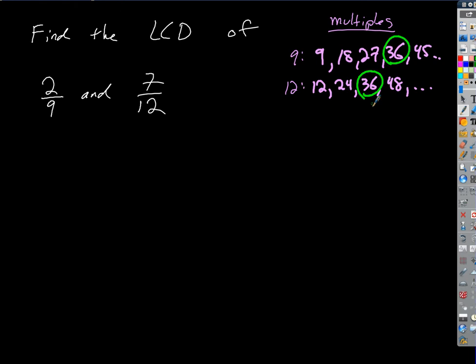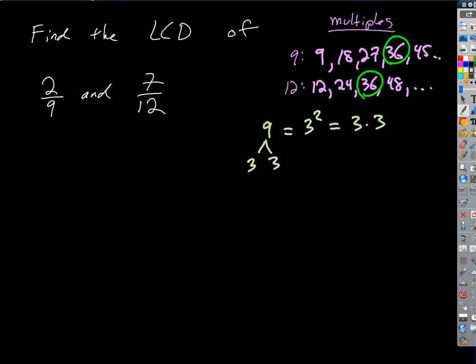Could we factor? Okay, what I could do is factor the denominators, right? So what if I factor 9? What's 9 work out to be? 3 and 3. So 9 breaks up into 3 and 3, right? In factored form, 9 is equal to 3 squared, which is the same thing as 3 times 3.